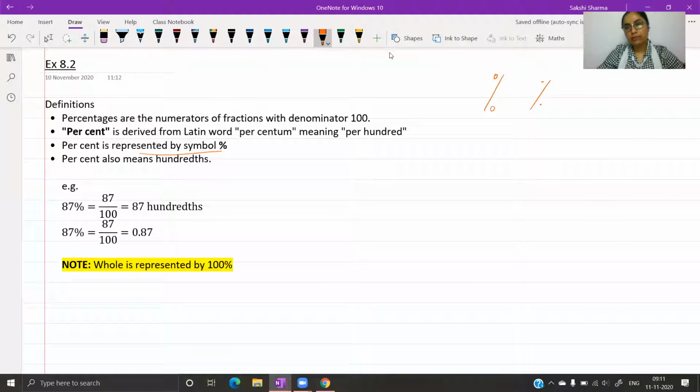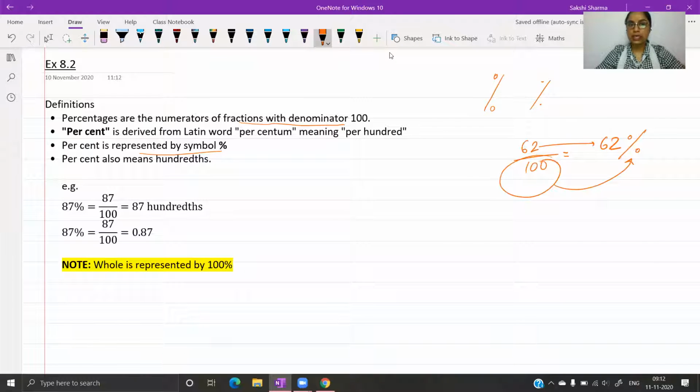And what we do is, if you have a fraction whose denominator is 100, so I've taken an example here. Let's take another example. Let's say you have 62 over 100. So this is a fraction whose denominator is 100. What I can do is I can take the numerator. Instead of writing the denominator with it, I will write it here as percentage.